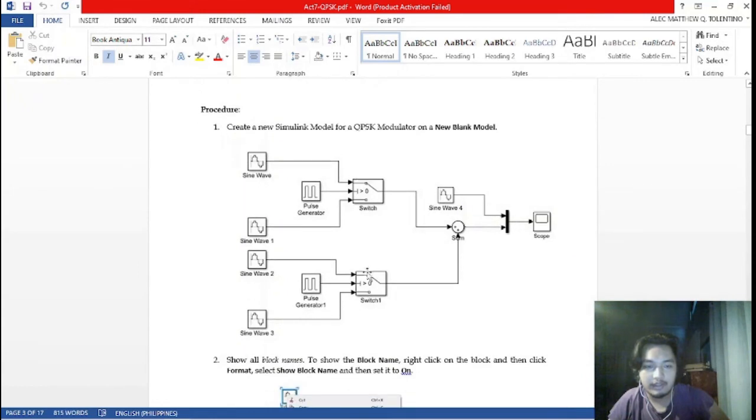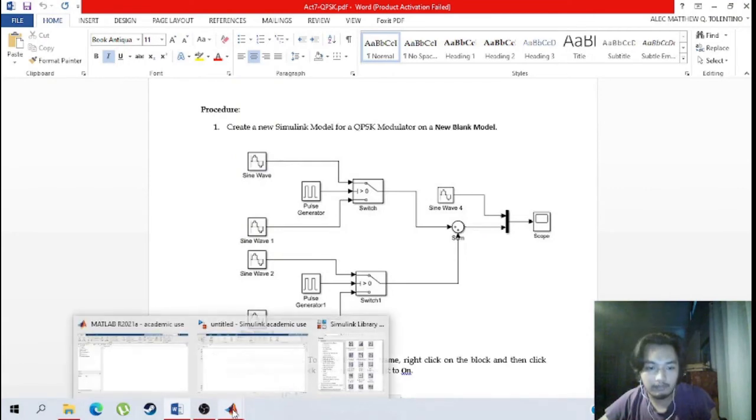So next, I'm going to demonstrate and create the simulation model for a QPSK modulator on MATLAB.